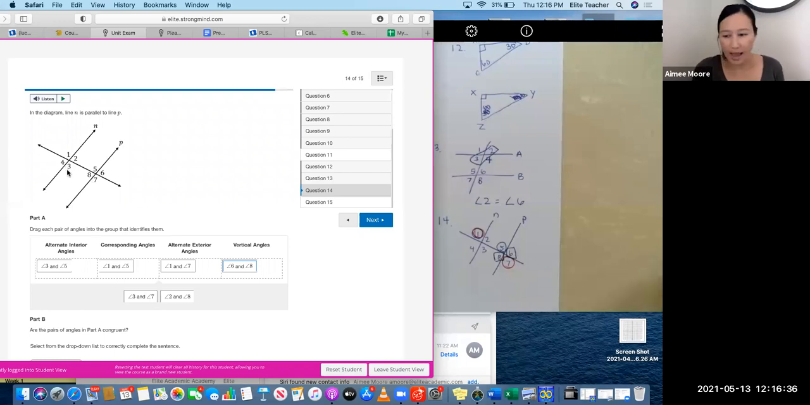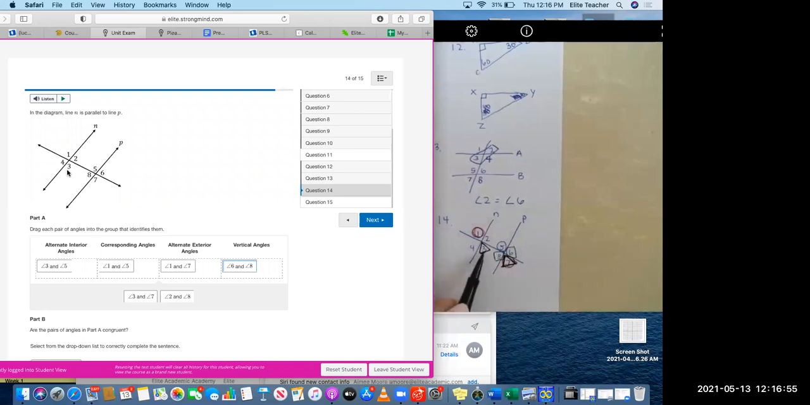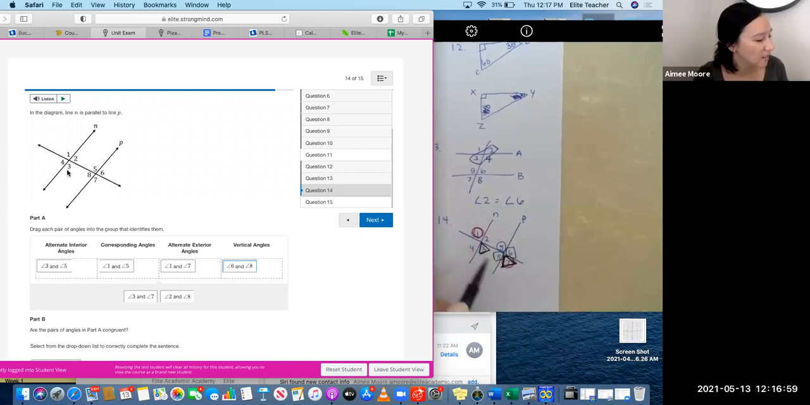And then let's look at 3 and 7. So we have angle 3 right here and angle 7 right here. This one's inside, this one's outside. Are they corresponding? Yep, those are corresponding. That's the bottom left angle from this line and the bottom left angle of this line. So yes, those are corresponding. Very good.